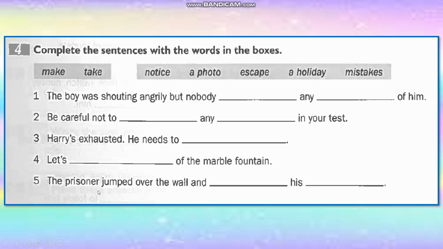Now let's move to exercise 4, which is about the use of the verbs make and take. Don't forget, I will have a group of words that come with the verb make and a group of words that come with the verb take, and the words required from you, Sabi', are those mentioned in your book, which we explained in the previous class. We have notice, photo, escape, holiday and mistake.